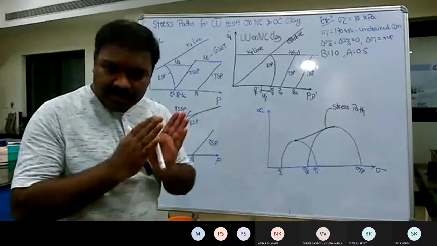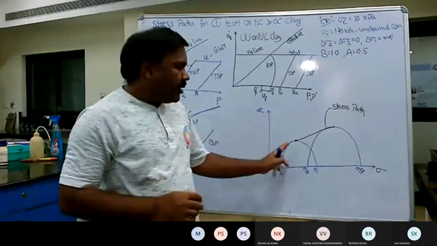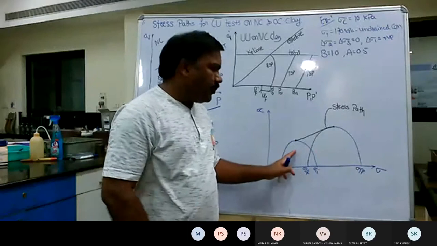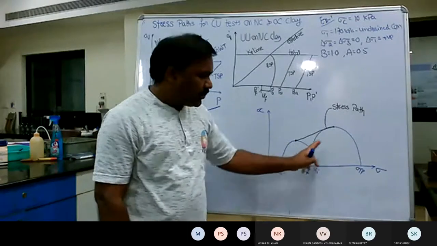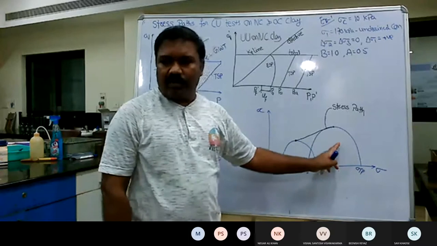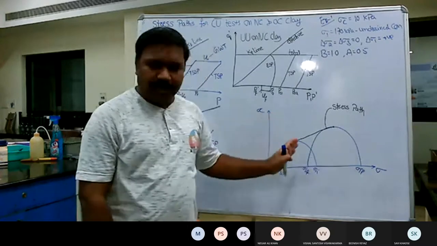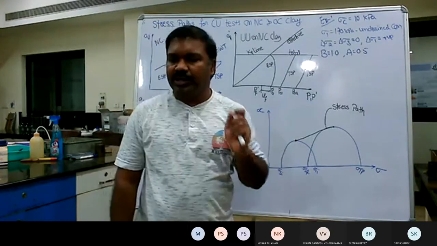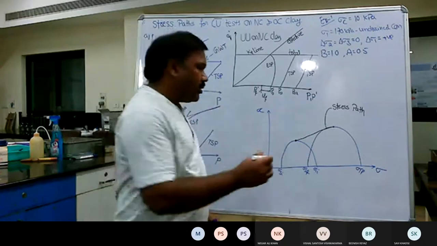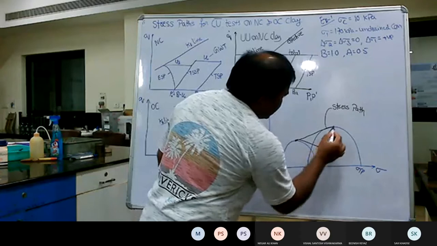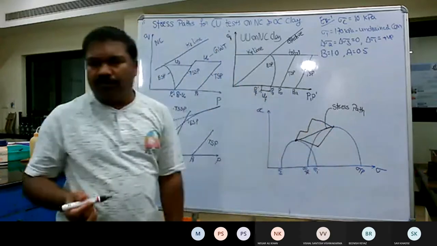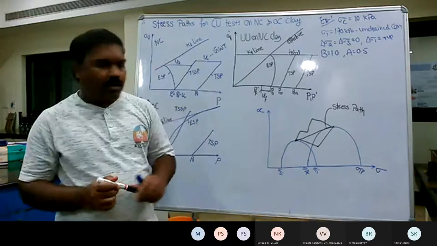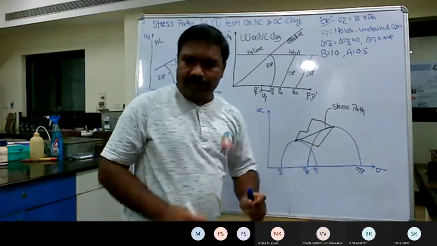Now just understand very carefully. We have simply superimposed the initial condition of loading on the soil sample and the final condition of loading on the soil sample. But in between, what path did you follow? Is it a straight line path, or is it something like this way, or this way, or this way? Which path did you follow? All these are called stress paths only.